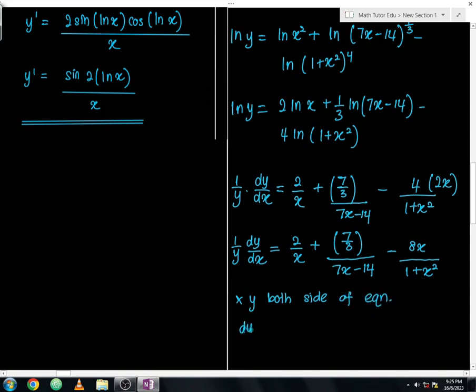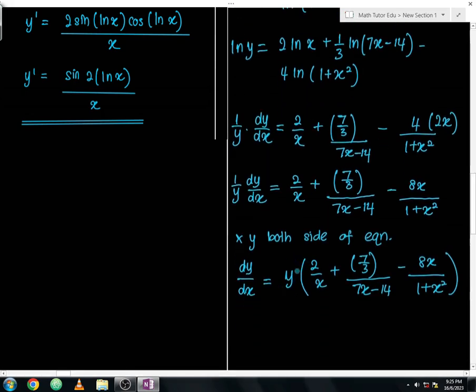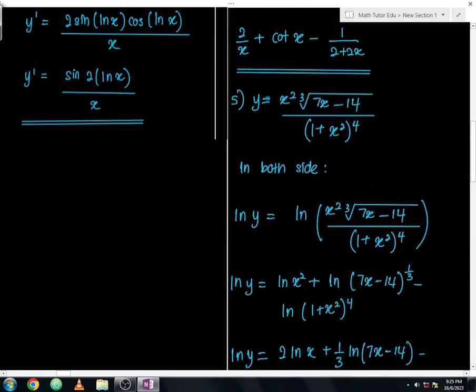So you are only left with dy over dx equals y times, in a bracket, 2 over x plus 7 over 3 times 7x minus 14, minus 8x divided by 1 plus x squared, close bracket. Here you have y. However, in the earlier part of the question we have an expression that y is actually equal to x squared times cube root of 7x minus 14, divided by 1 plus x squared to the power of 4. So this is the expression, guys. What you're going to do is copy this. Let me copy this whole equation.